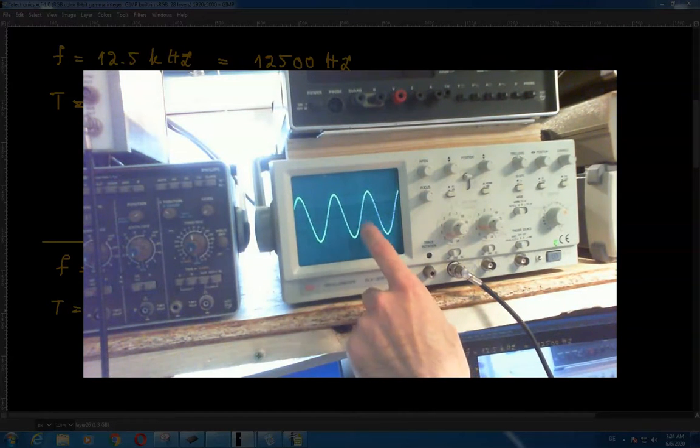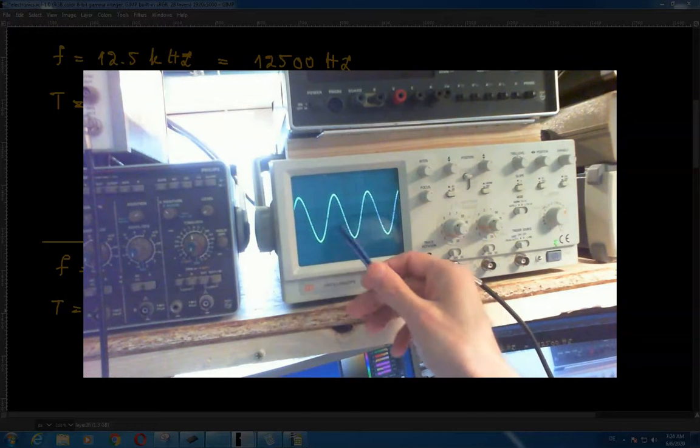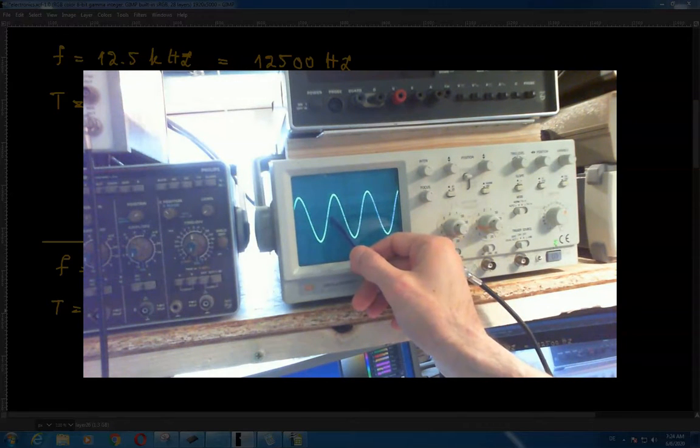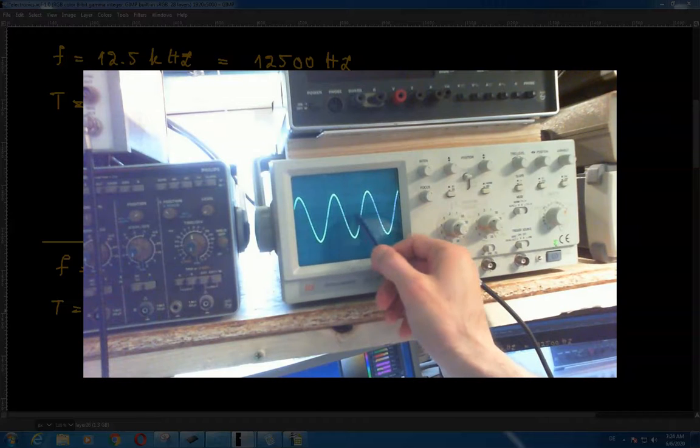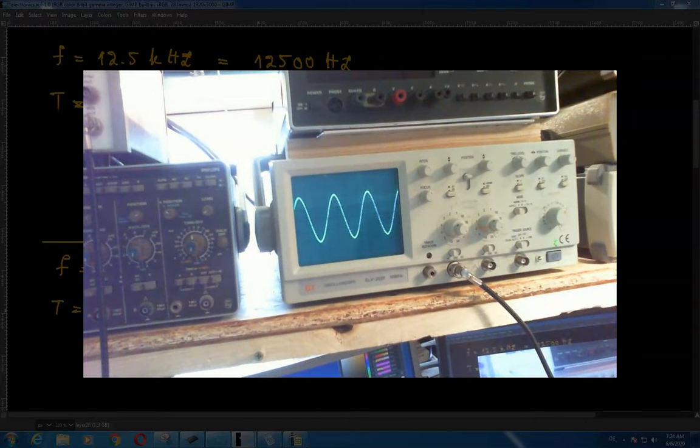This oscilloscope does not have cursors. This is a pretty basic oscilloscope, and so you have to do everything in your head, meaning that to calculate, for example, the period of your signal, you have to read everything off the screen, right? So now let's do this one together.